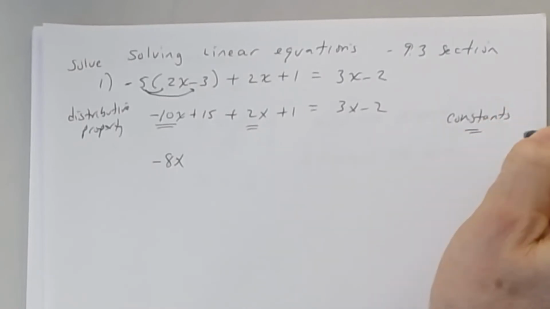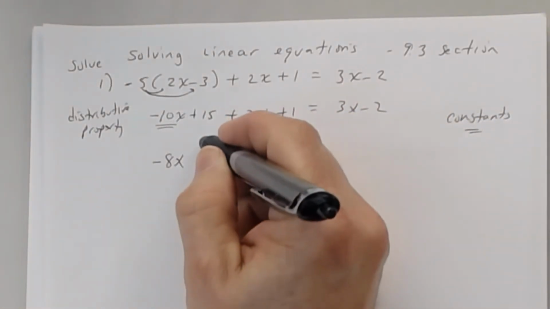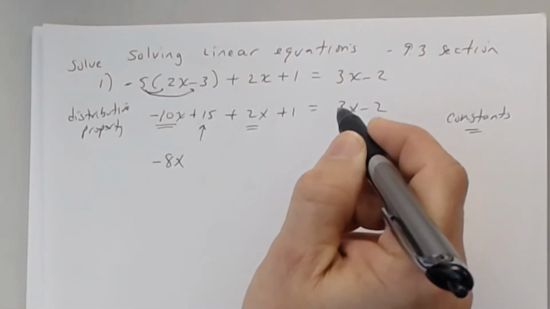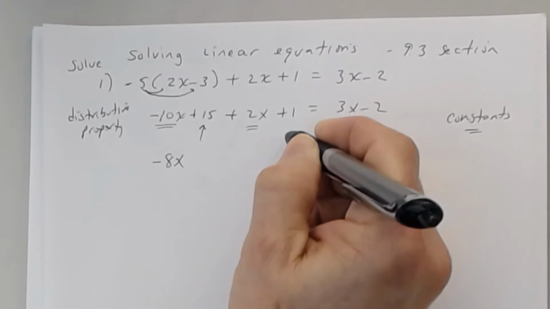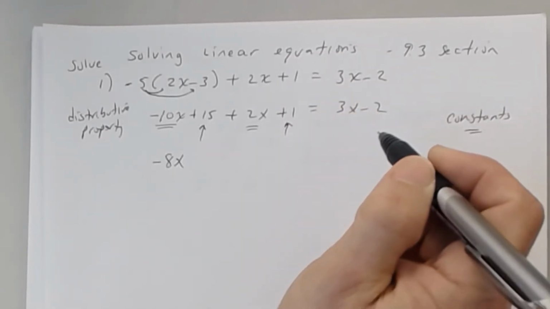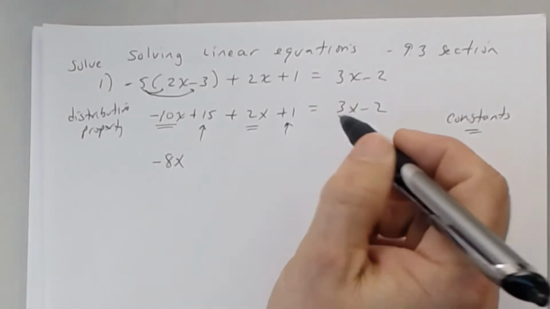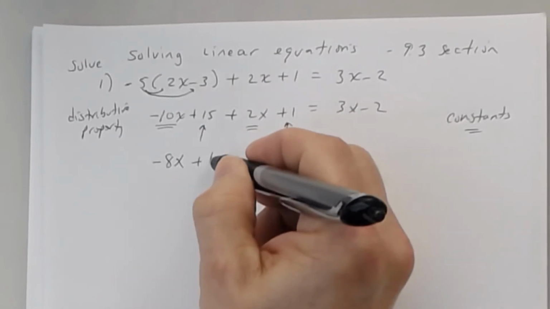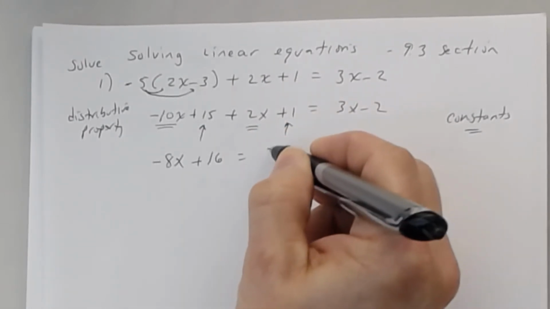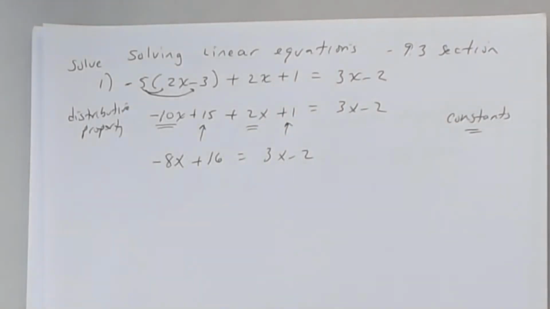So remember, the constants are just your numbers, the terms that don't have the variable. So I have a positive 15, and I can combine that with a positive 1. So now that one's easy to deal with. What's 15 and 1? 16. So I get negative 8x plus 16 equal 3x minus 2.